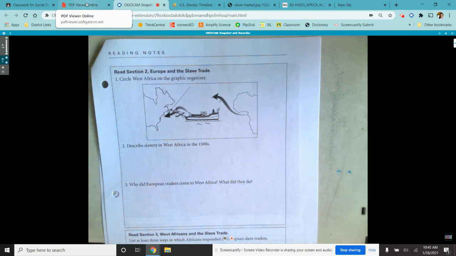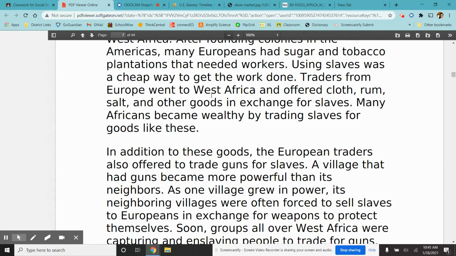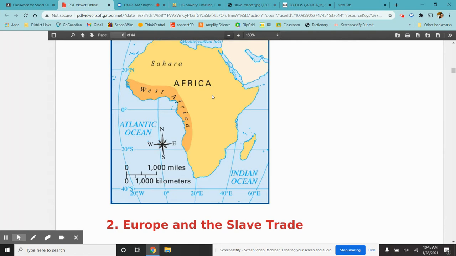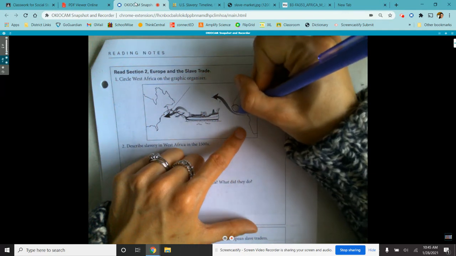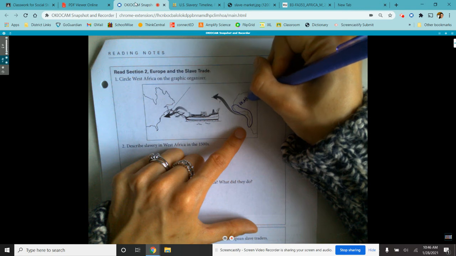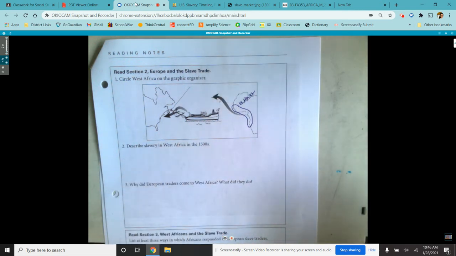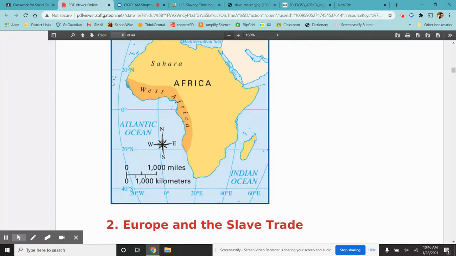So if we go back to our reading, I'm going to zoom out a little bit, it's a little too close. West Africa. So West Africa is along the coast of Africa, the west coast of Africa. So we're going to kind of have this section right here is where we are of West Africa. Describe slavery in West Africa in the 1500s. So the question first is describe slavery in West Africa in the 1500s.